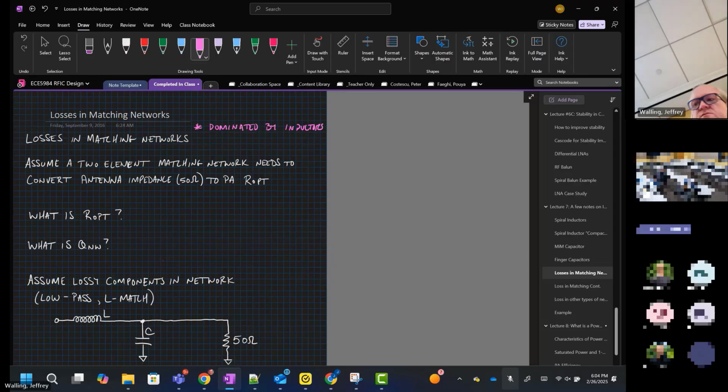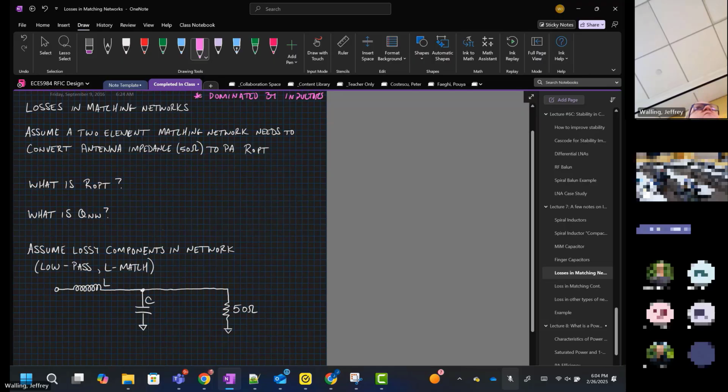So let's assume we have a 2-element matching network, and we're going to convert the antenna impedance to an optimal impedance for a power amplifier. Now, we haven't started talking about PAs. We'll probably maybe get there today, maybe start on PAs on Monday. But the R-opt for a power amplifier in CMOS tends to be quite low. So let's talk about R-opt. What is it?